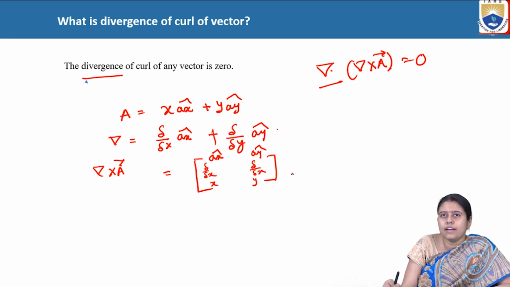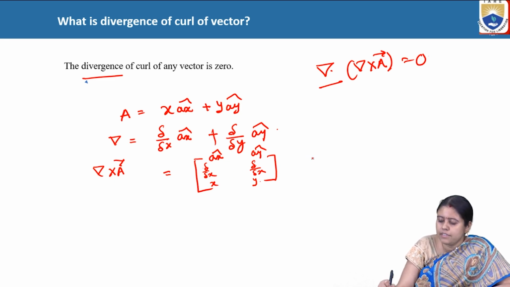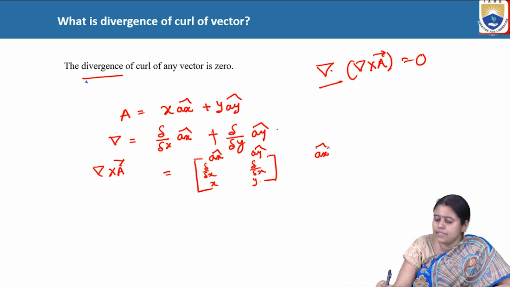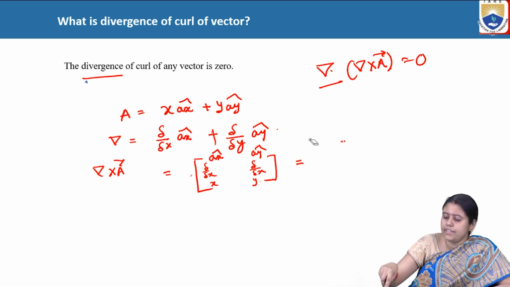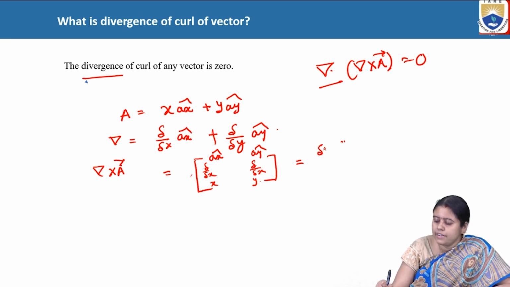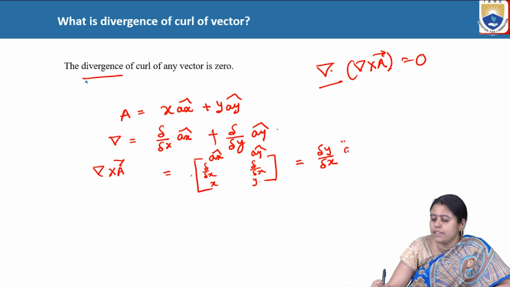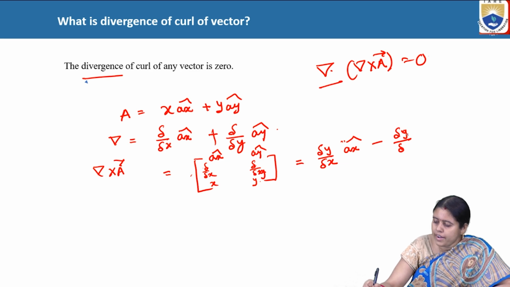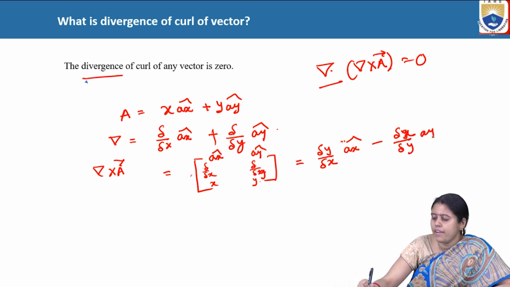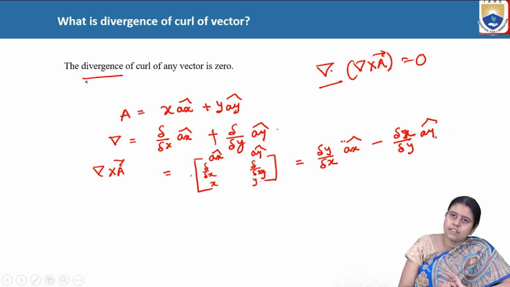So what are we getting here? Cross multiplication, or we can write it like this: del Ay by del x, AX, minus del Ax by del y, AY. So we got this equation.